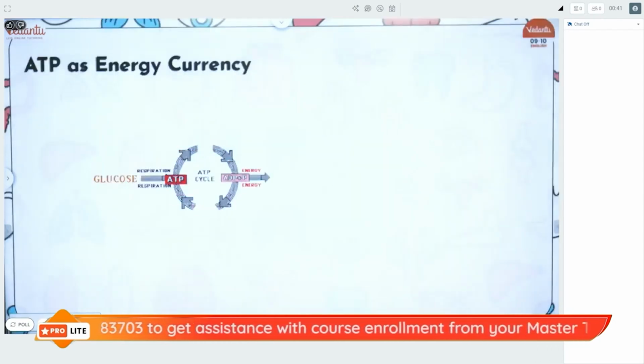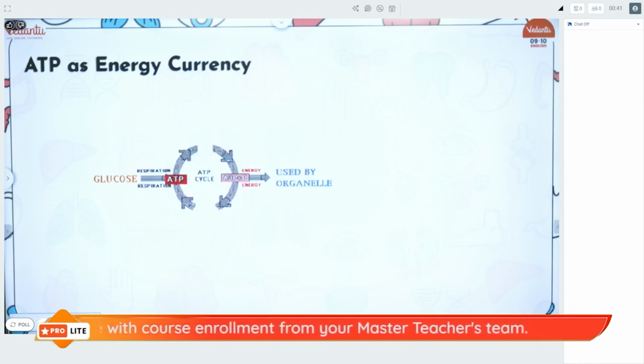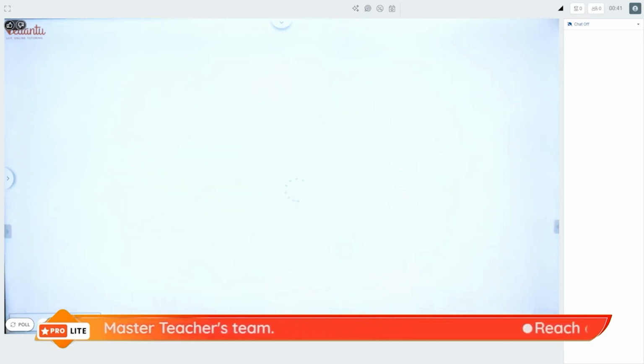So what happens is, in the mitochondria, ADP and Pi convert to ATP to make energy. The same energy, when it is utilized, ATP breaks down to ADP and Pi.